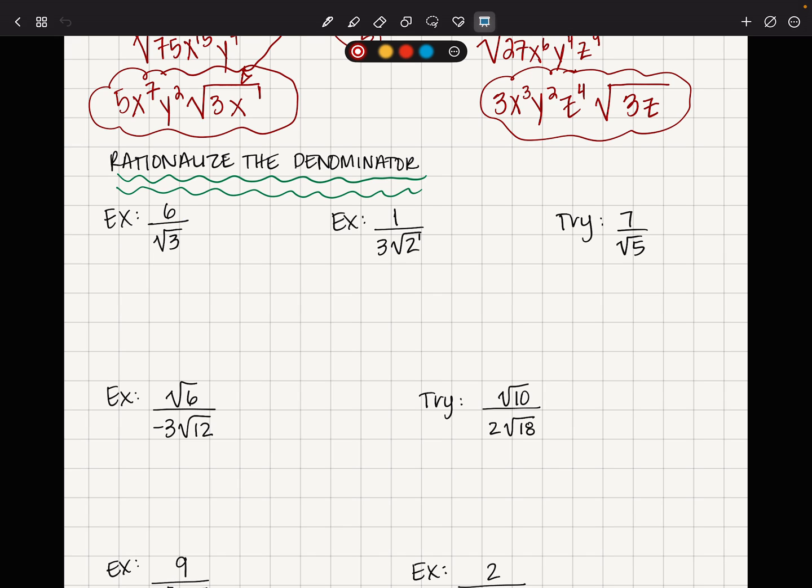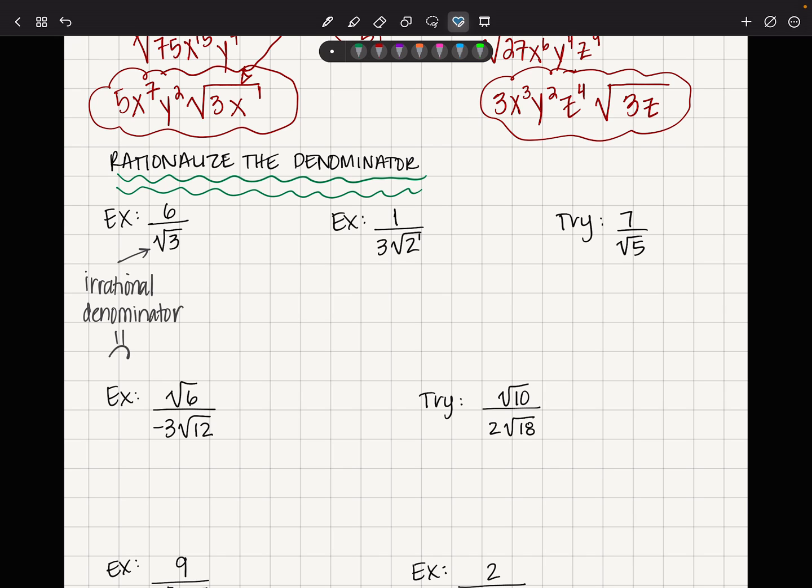So here I've got 6 over the square root of 3. This square root of 3 is irrational. That's a bad thing. So this denominator is irrational. An irrational denominator, no bueno. That is bad. So how do we make that denominator rational?